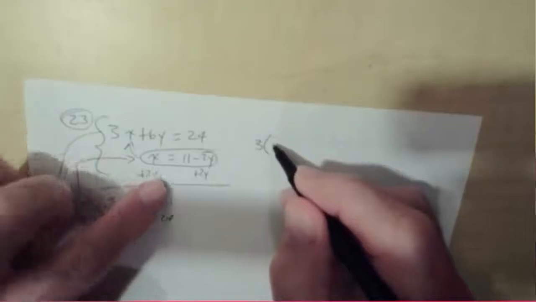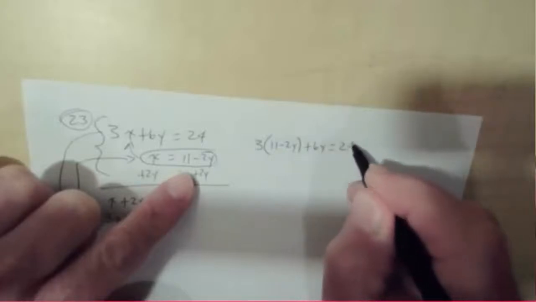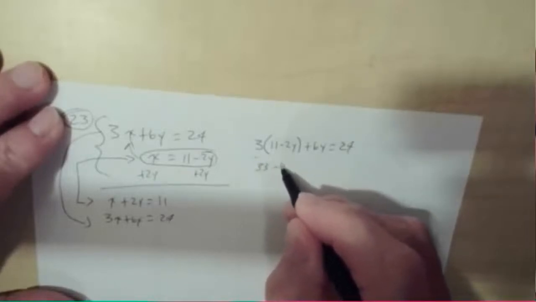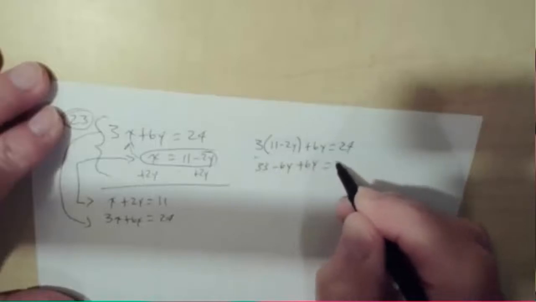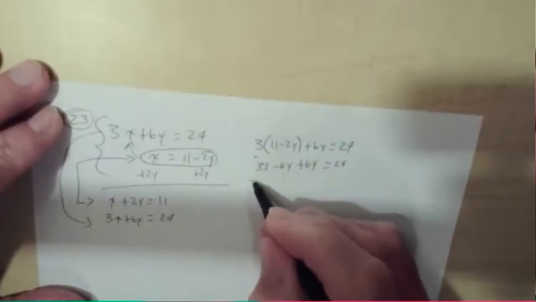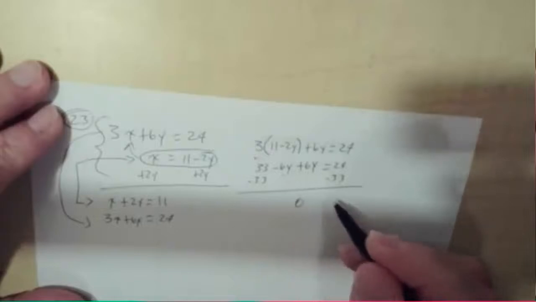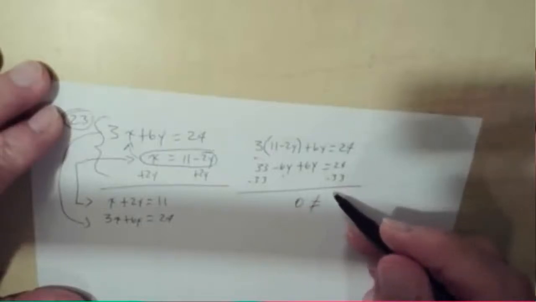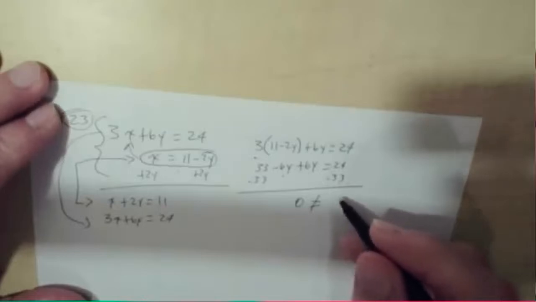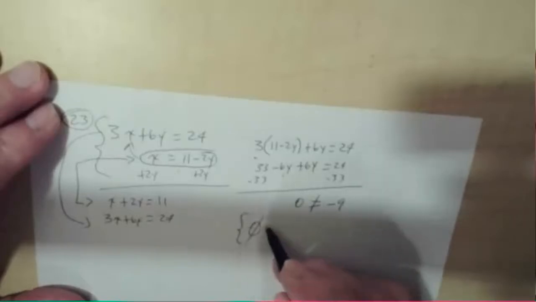3 times x, x is 11 minus 2y, plus 6y equals 24. Distributive property here, we get 33 minus 6y plus 6y equals 24. Now look, 6y minus 6y is 0. Well, let's go ahead and do this. Subtract 33 from each side. 6y minus 6y is 0. Does not equal, what is it, 19 or something? Come on, think. Negative 9. So the solution set here is the null set.